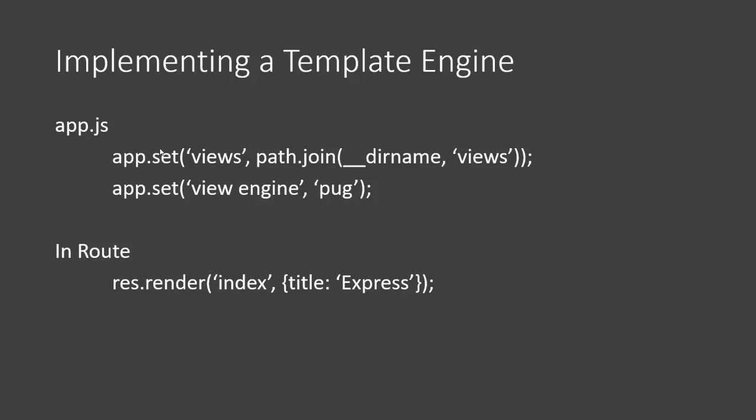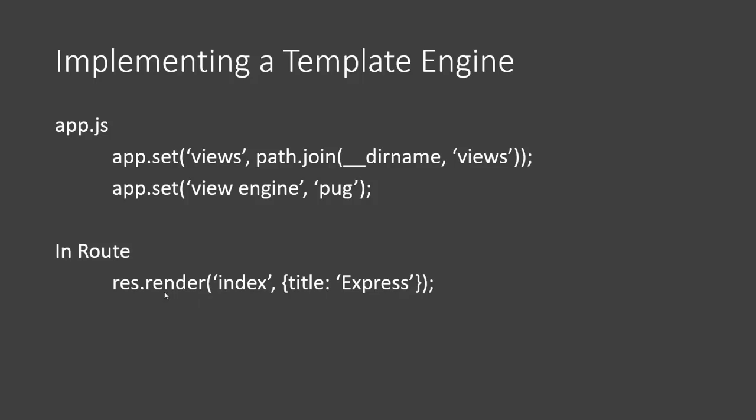We're saying app.set views, and then we're using the path module, saying path.join, and we're saying we want to use the views folder as the views folder. Okay, we could call this anything we want, templates or layouts or whatever. And then here we're setting the actual engine. In this case it's going to be Pug, but we could set this to EJS or Handlebars or any other available template engine.